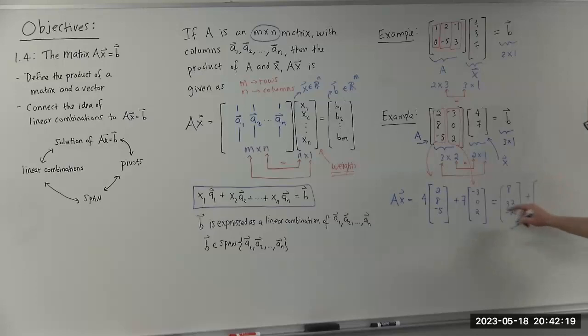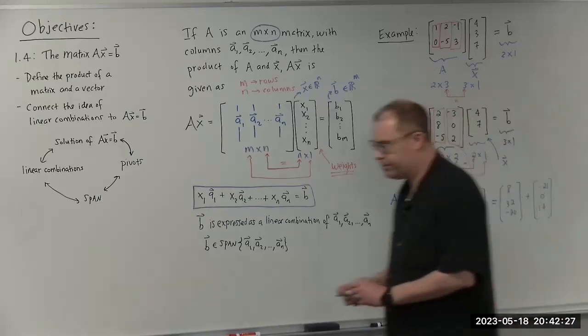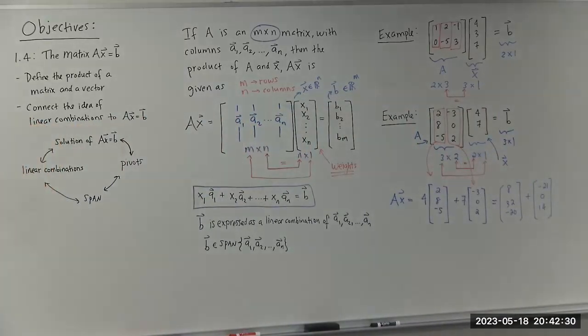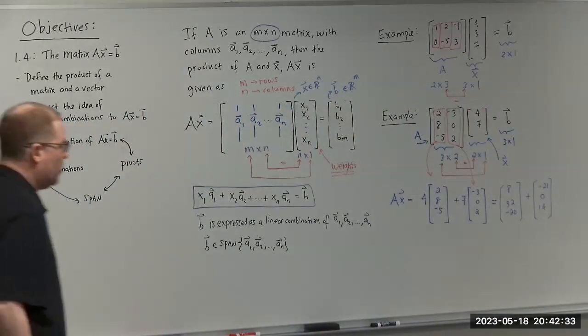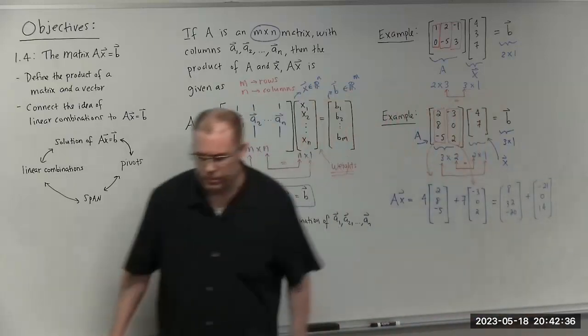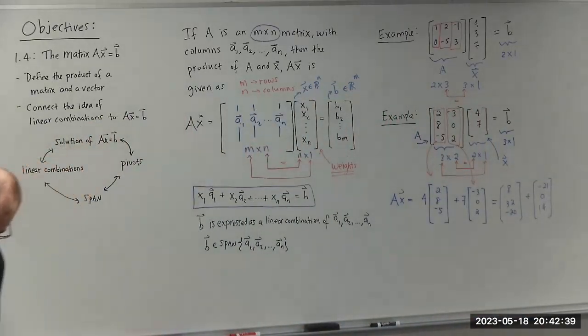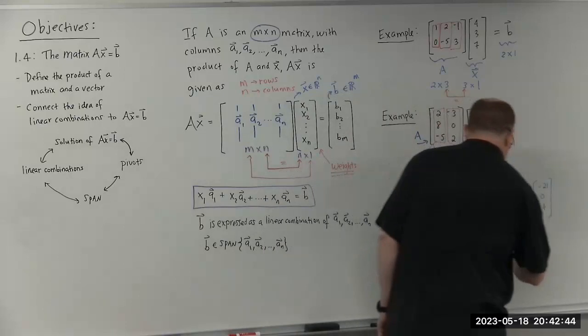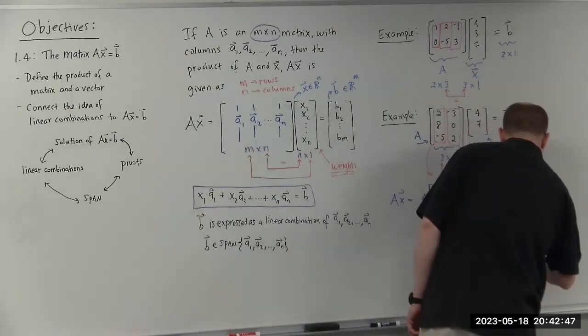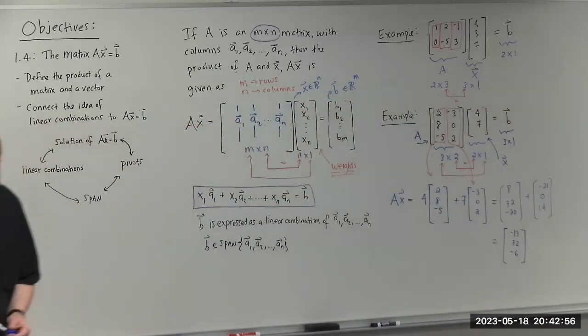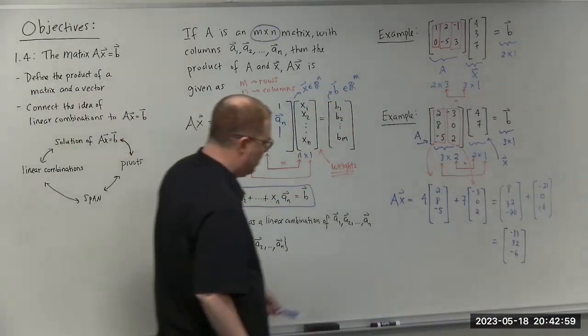And then we have 7 times minus 3 is negative 21. 7 times 0 is 0. And then 7 times 2 is 14. Then we can go ahead and add these together. So we end up getting minus 13, 32, and negative 6. And there is our vector B.